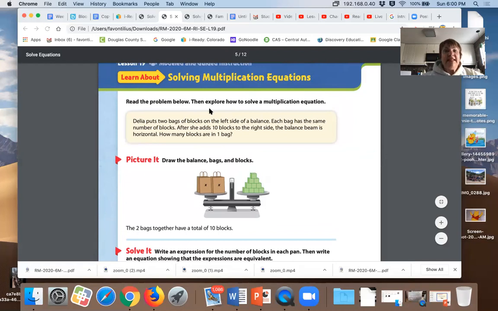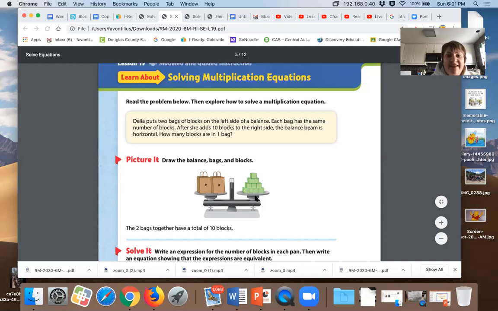So, Delia puts 2 bags of blocks on the left side of a balance. There they are. Each bag has the same number of blocks, so that's why they have x and x. Same number. After she adds 10 blocks to the right side, the balance beam is horizontal. How many blocks are in one bag?